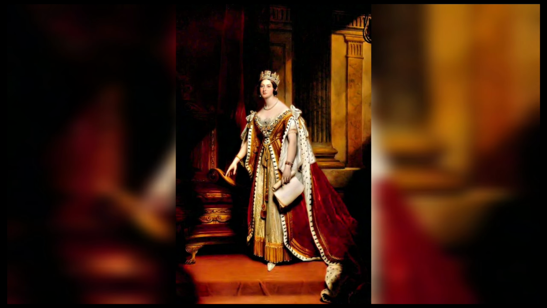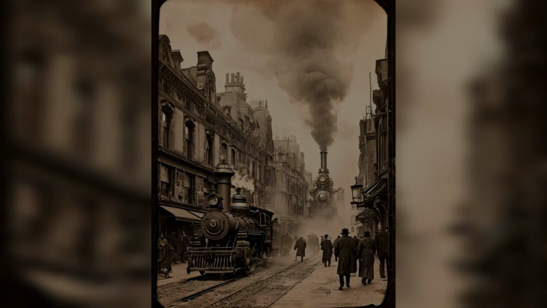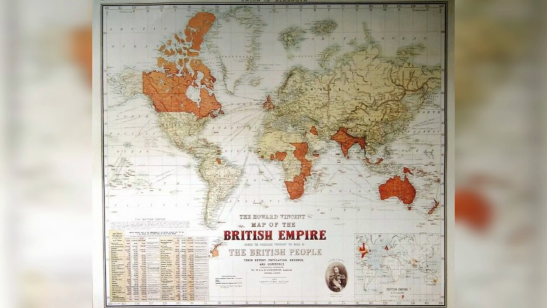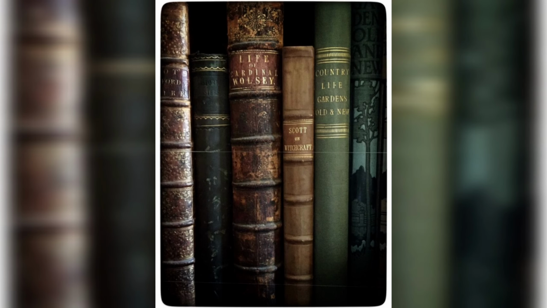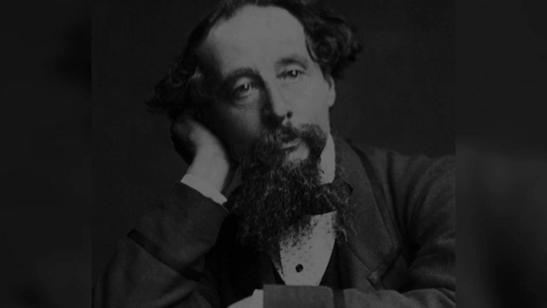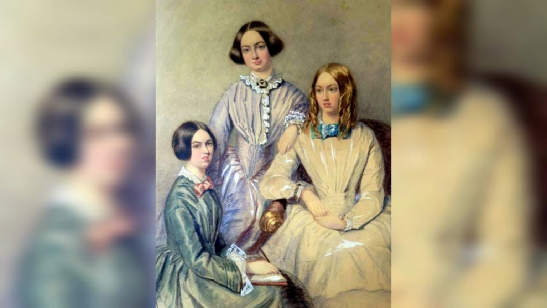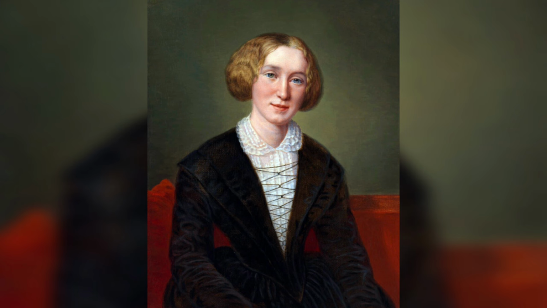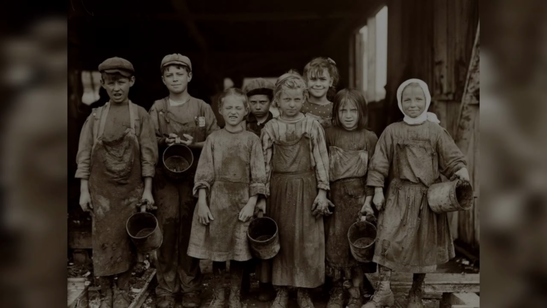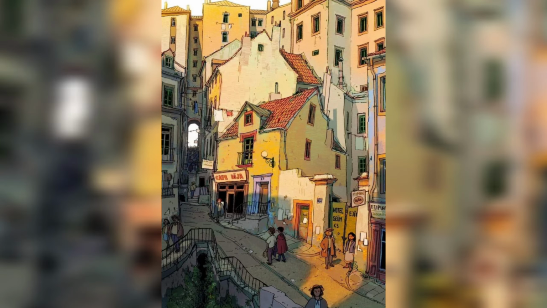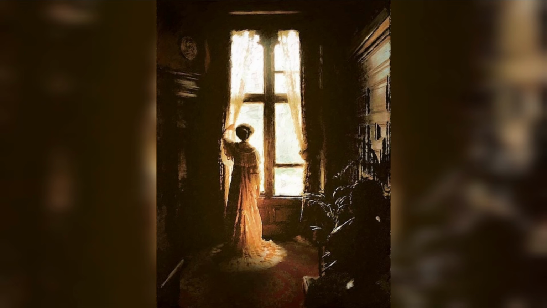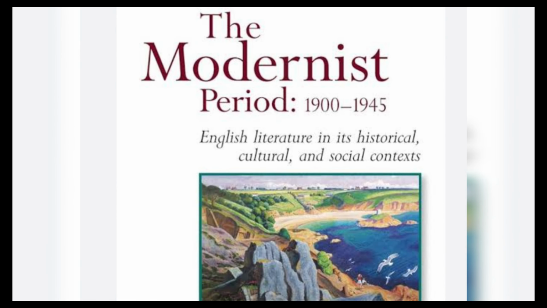6. The Victorian period, 1837 to 1901. Named after Queen Victoria, this era was marked by rapid industrial growth, empire, and social change. Writers responded to a fast-changing world. Novels became the dominant form, and authors like Charles Dickens, the Bronte sisters, Thomas Hardy, and George Eliot explored society, class, family, and mortality. Literature became a tool to raise awareness about poverty, gender inequality, and the complexity of human experience.